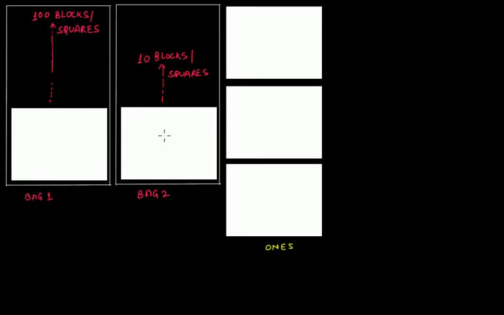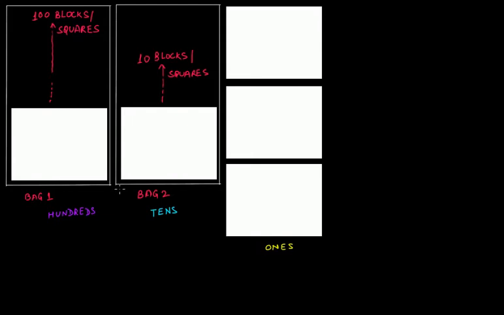Since this container or bag has 10 equal squares, the total number of squares is 10. So this is representing tens, telling you that the bag has a combination of 10 squares. This other bag is telling you that it is containing hundreds, that is a combination of hundred squares.